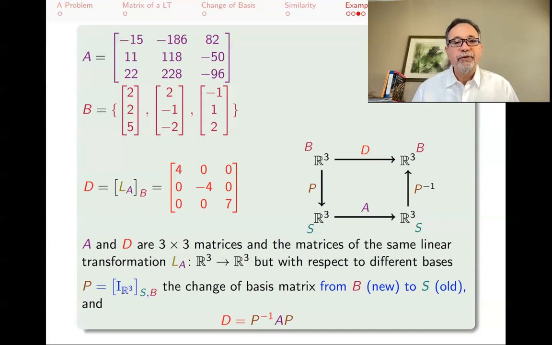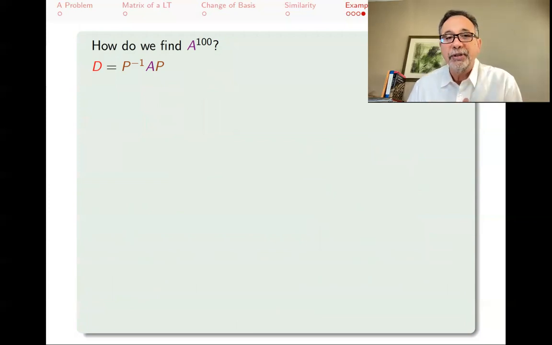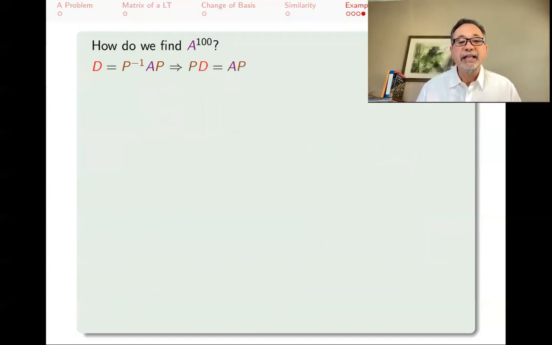Okay, now finally, let's find A to the 100. What are we going to do? Let's remember what we have. We have D is P inverse AP, but I don't want D. I don't want anything about D. I want to know something about A. So I want to solve for A. To do that, I multiply on the left by P, and I get PD equals AP. Then I multiply by P inverse on the right, and I get that A is PDP inverse. And so that will allow me to find A to the 100.